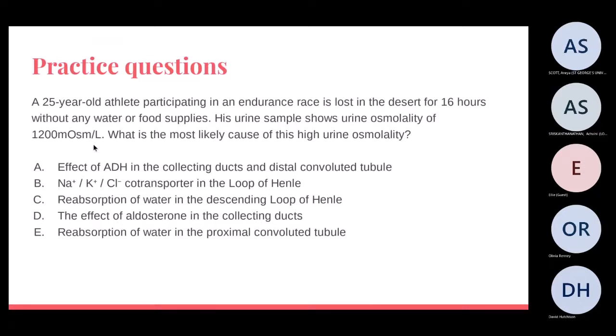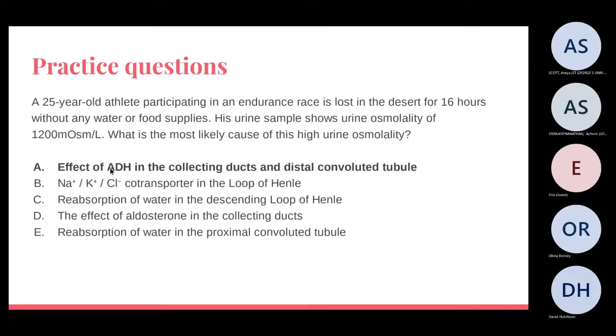So this is again a really hard question, because there's a lot of different parts of the kidney that do a lot of different bits with regards to reabsorbing or secreting water. But basically, this athlete has been lost in the desert for hours and hours and hours without any food or water. So his body's been desperately trying to conserve water. And in the kidney, the biggest part that makes that happen is in the collecting ducts and the distal convoluted tubule, and it's this hormone called ADH.